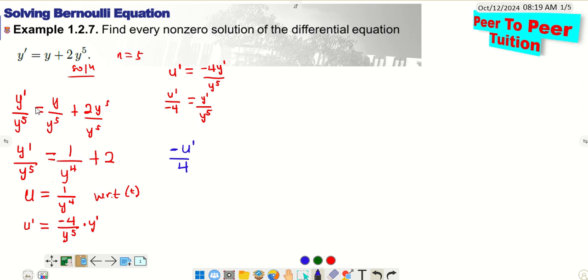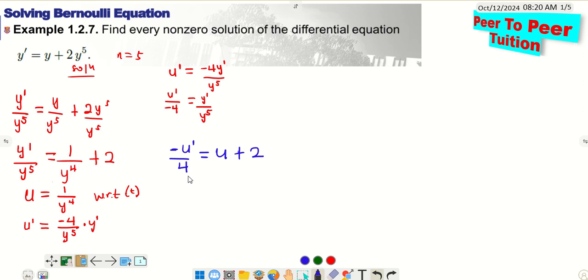Then should be equal to y over, we are here. So it should be equal to 1 over y exponent 4. Remember we said u is equal to 1 over y exponent 4. So that is u. Then plus 2. Now let us simplify this.